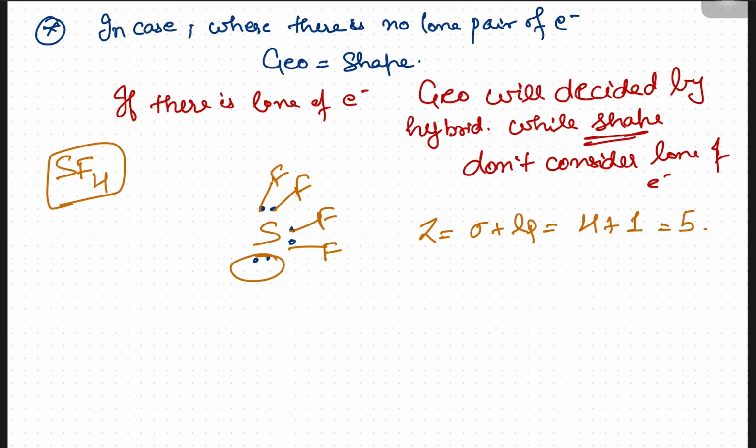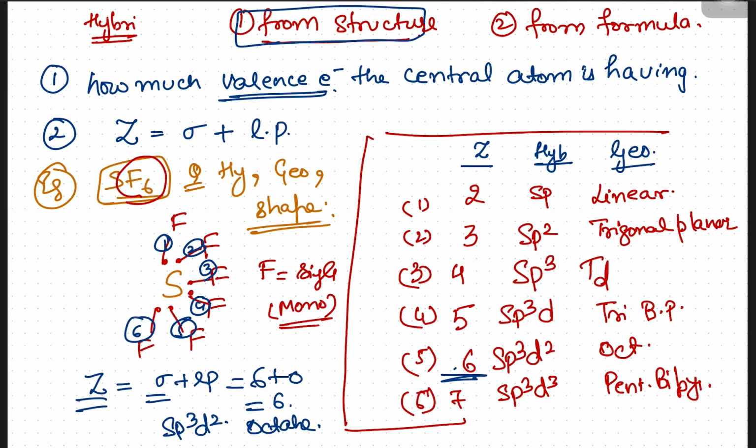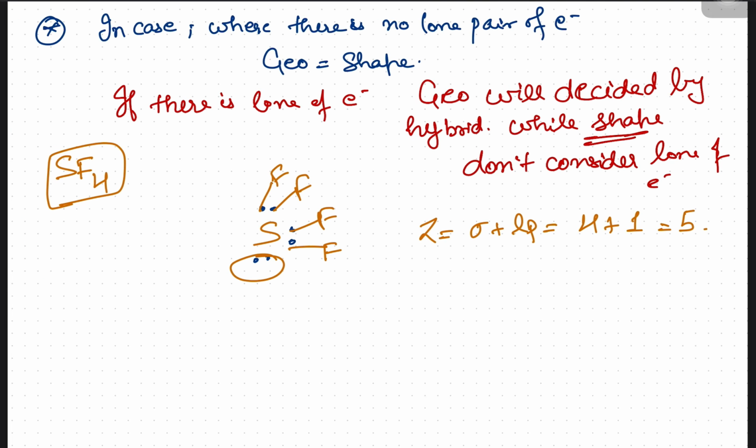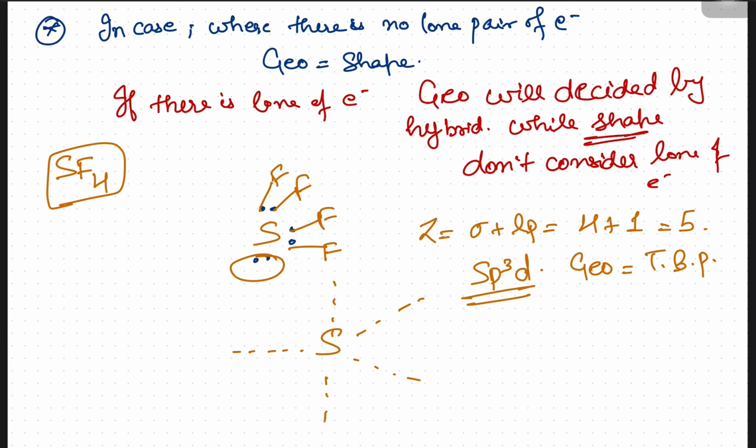So I have told you that for Z = 5 the hybridization is sp3d and the geometry will be trigonal bipyramidal, right? Now see, trigonal bipyramidal is like this, trigonal bipyramidal, okay?